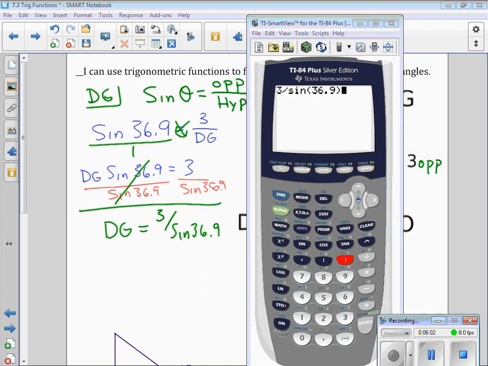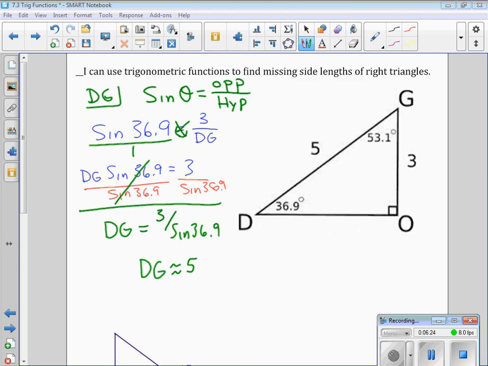All right, so I have 3 divided by the sine of 36.9. Let's hit enter, see what this turns out to be. Yeah, that's 4.9659. There was no rounding rule given or whatever. If it's all right with everybody else, I'm just going to call that approximately 5. Okay, so I just found the hypotenuse of this triangle is 5. All right, very good. Now it's approximately 5, but we're going to go with it being 5.